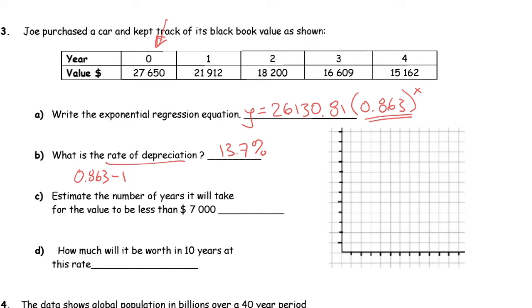So question C says, estimate the number of years it will take for the value to be less than 7,000. So basically, we want to know how long it takes to get to 7,000. Anything beyond that, we're going to be less. So, okay, that's a y coordinate. And again, like I said before, I'm not really graphing anything over here because I'm using the calculator to do it. This over here was just a tool to help you plot that data, but I'm going to plot it on the calculator in just a moment. In fact, let's go right now.